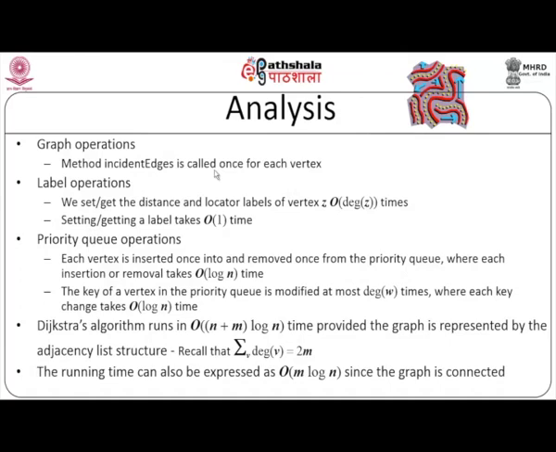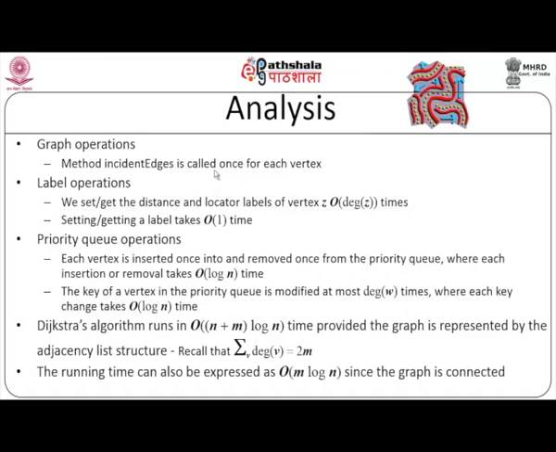So, the analysis of this is the graph operations method. Method incident edges is called once for each edge, and for the label operations, we get the distance and locator labels of a vertex, and setting and getting the label takes of the order of 1. For the priority queue operations, each vertex is inserted once into and removed once from the priority queue, where each insertion or removal takes of the order of log n. The key of a vertex in the priority queue is modified at most degree W times.